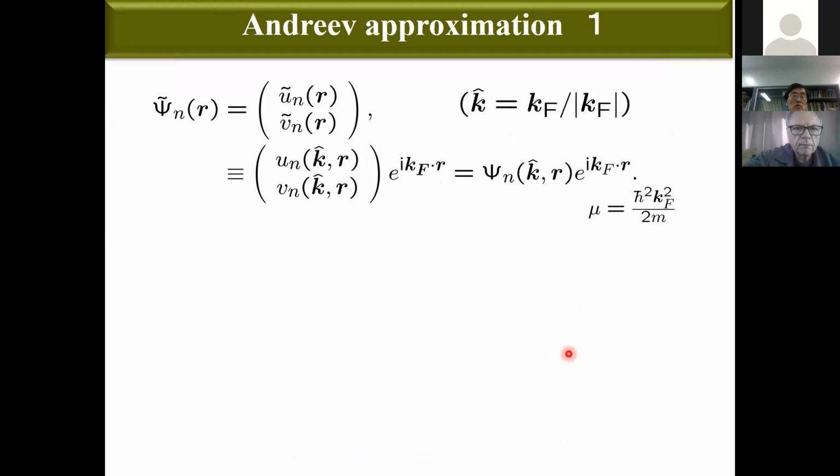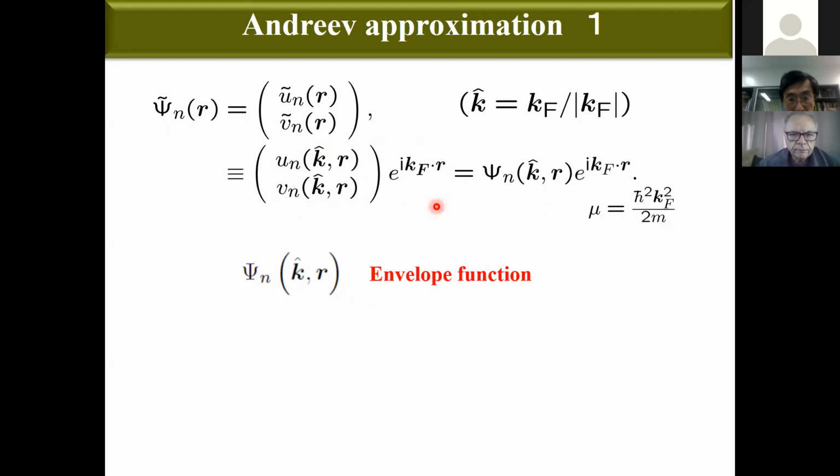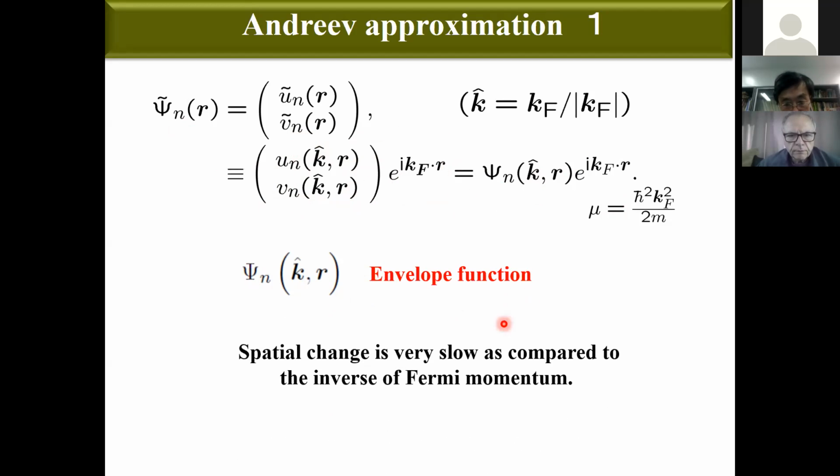Okay, so then let's look at the wave function again. The spatial dependence of the wave function is decomposed into two parts. Of course, the wave function is on the Fermi surface, so it should have an oscillatory part. And also we multiply by a slowly varying envelope function. So the wave function can be decomposed like that, and we call this psi an envelope function. Its spatial change is very slow compared to the inverse of the Fermi momentum.